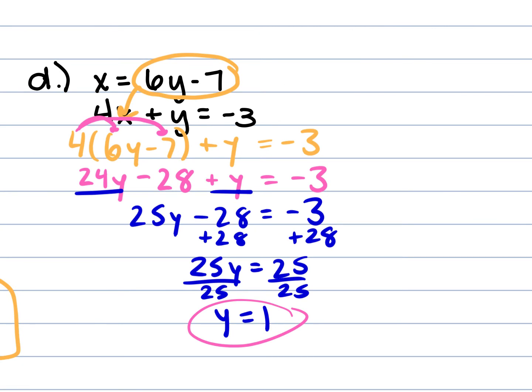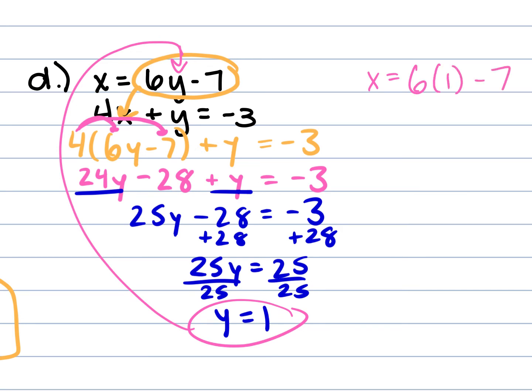Do you want to plug it into the first equation or the second? Let's plug it into the first. So I'm plugging it into y. So I have x is equal to 6 times 1 minus 7. So first we multiply. 6 times 1 is just 6. And 6 minus 7, -1. So x is -1 and y is 1. How do I write my answer? -1, comma 1. It's always x, then your y.